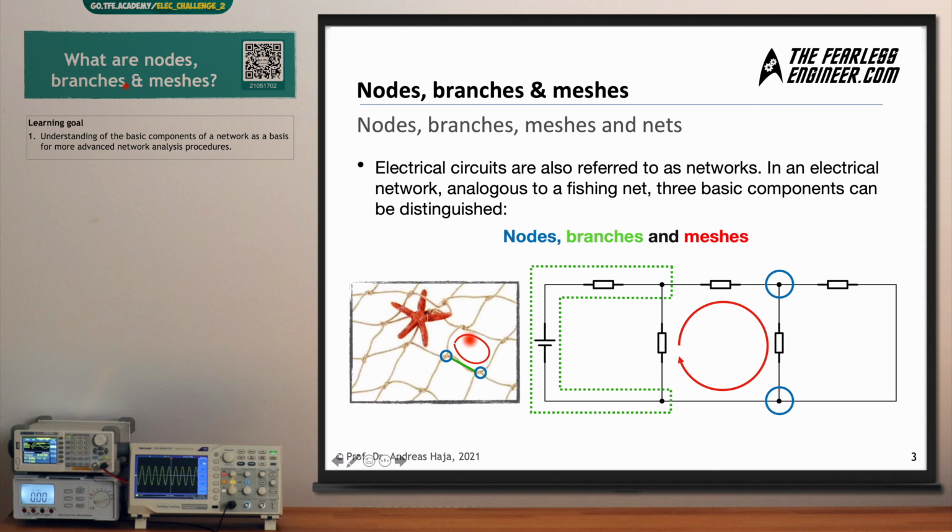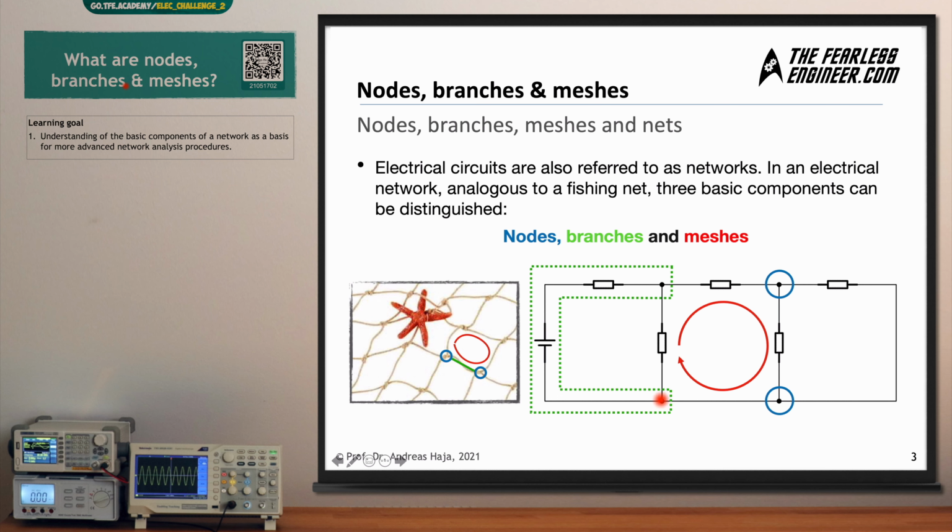So a loop describes a path through the net, and it starts from a certain point and arrives back at a certain point, and it traverses these ropes here in the fisherman's net and these various resistors here in the electrical network. Now, this is called a mesh or a loop. And then we traverse, of course, all these various ropes here, and we do the same with the actual network.